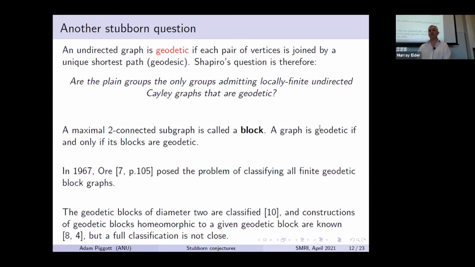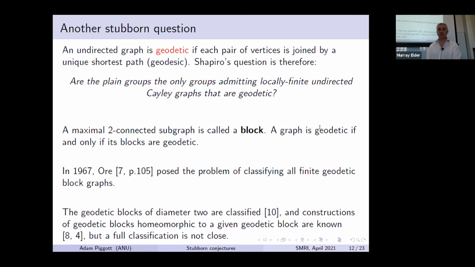And it turns out we've stumbled into a stubborn question in graph theory. A maximal two-connected subgraph is called a block, and a graph is geodetic if and only if its blocks are geodetic.